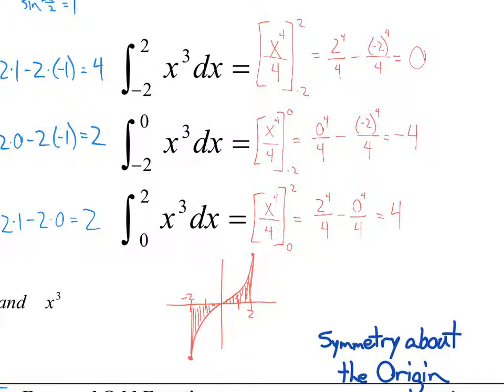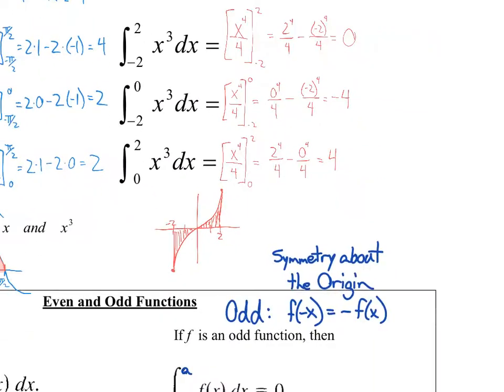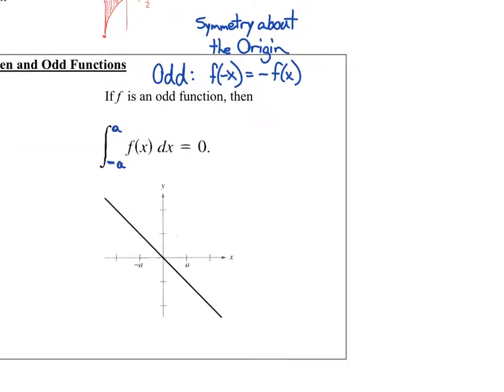Okay? Now what was the type of function that we had that has symmetry about the origin? What's the name of that function? Odd. It's an odd function, okay? And this is our rule here for odd functions. Remember, odd functions are functions where if you plug in a negative x, it makes the whole function negative. And if we're doing the integral from negative a to a of an odd function, it ends up being 0.